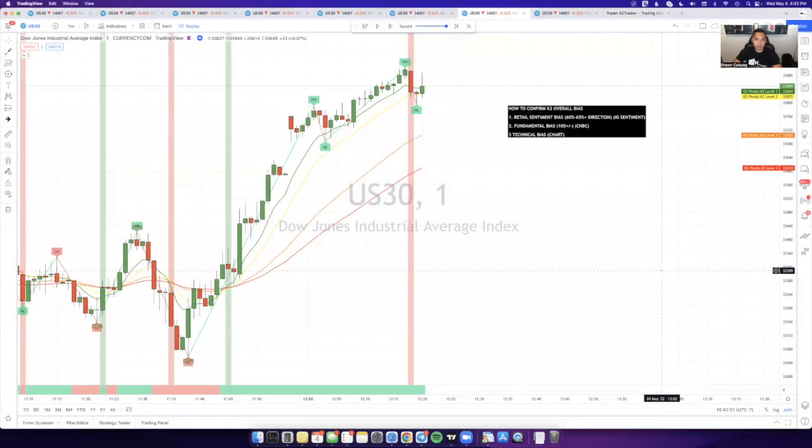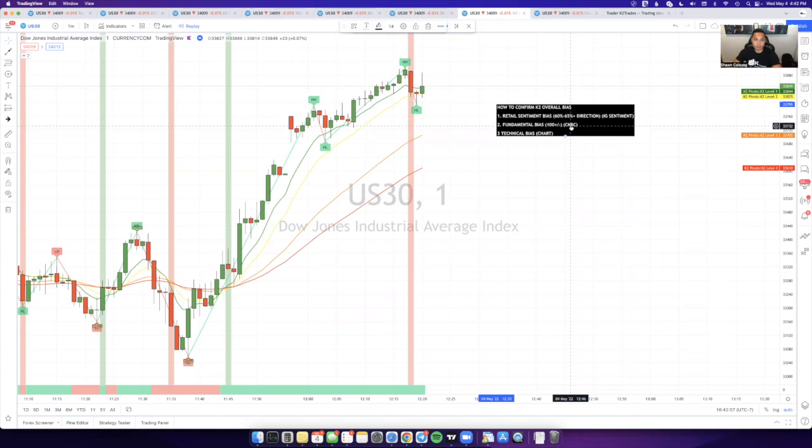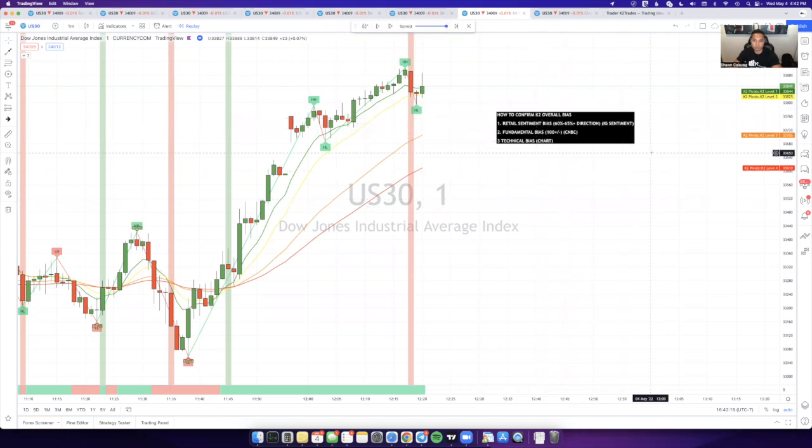Hey guys, today I'm going to be explaining how to confirm the K2 overall bias, and here are the steps that you use on the chart, ranked from most important to least important. So for the first requirement, you want to confirm the retail sentiment bias. In order to do that, you will look at the IG sentiment.